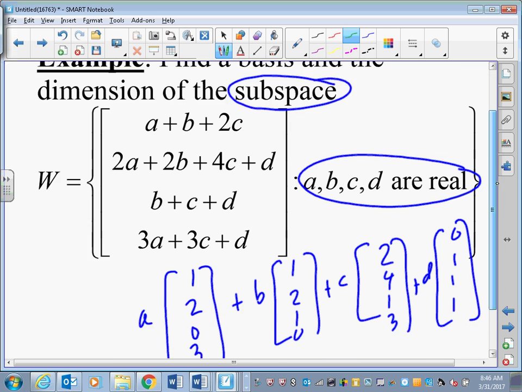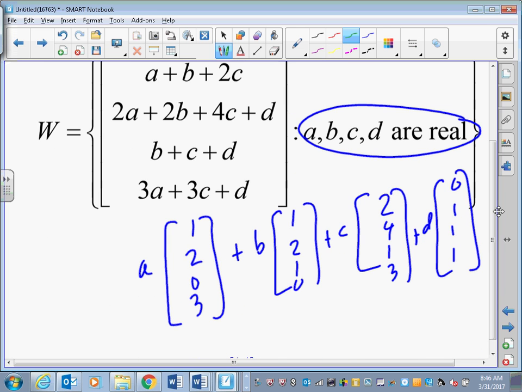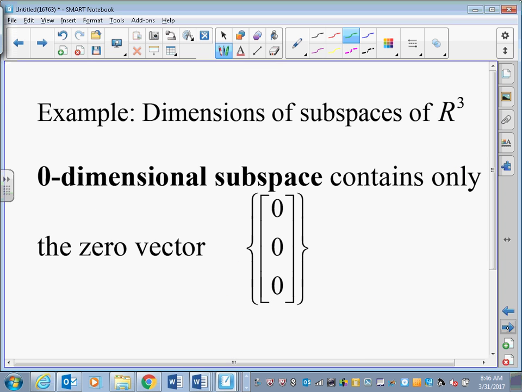So what do we want? The basis. Here is the basis. The basis is going to be vector 1, vector 2, vector 3, and vector 4. We have 4 vectors, so the dimension is 4. We good with that? Yes? All right. Contains only the 0 vector.